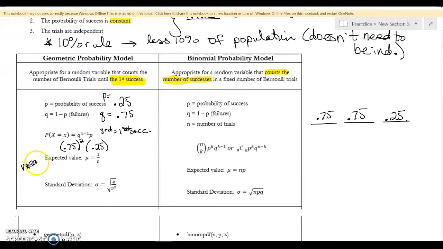Expected value is the mean. You will use this one. The standard deviation, not used much. Okay, it's rare that we'll do the standard deviation of geometric models.